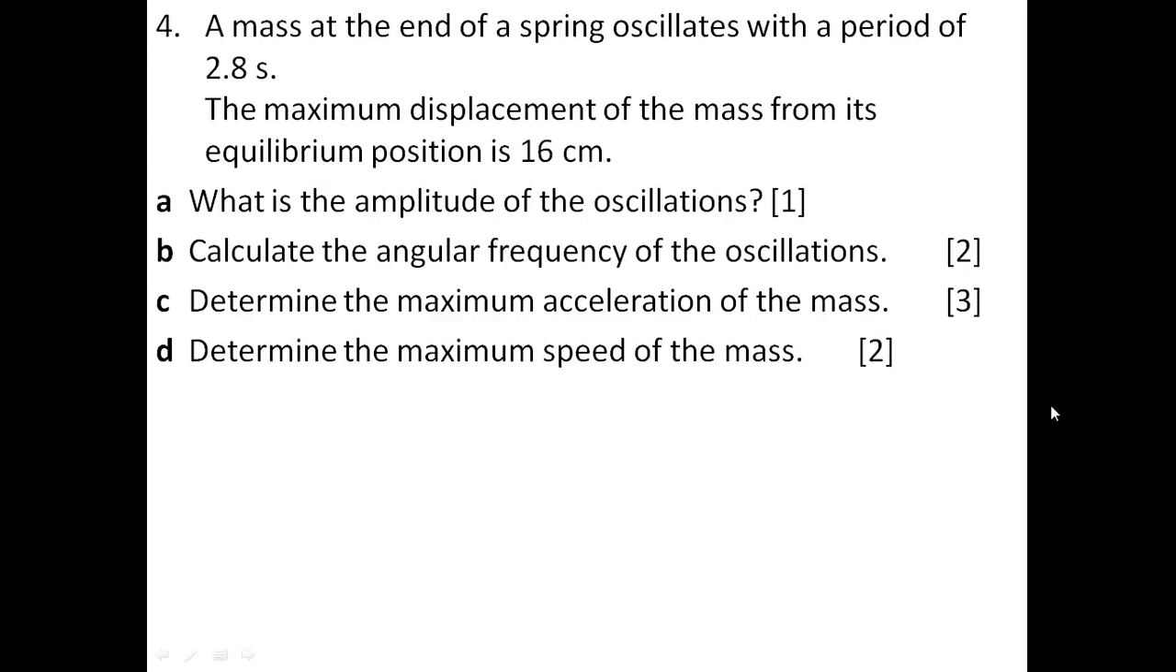Okay, question number 4. A mass at the end of the spring oscillates with a period of 2.8 seconds. The maximum displacement of the mass from its equilibrium position is 16 cm. So, question A. What is the amplitude of the oscillations? B. Calculate the angular frequency of the oscillation. C. Determine the maximum acceleration of the mass. And D. Determine the speed of the mass.